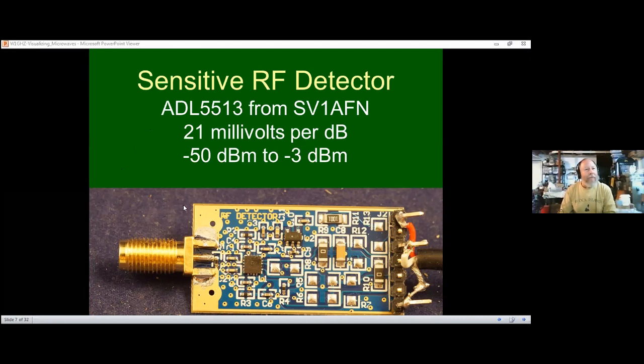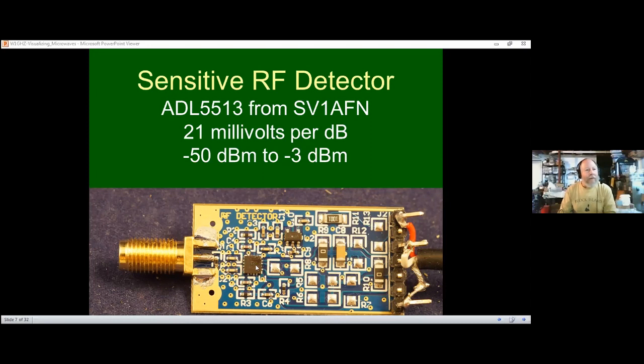And the neat thing about this chip is that the output is 21 millivolts per dB, from minus 50 dBm to minus 3 dBm on my measurements. So it's at least those 50 dB of dynamic range. That's pretty damn good. And if you calibrate it anywhere in that range with something, you've got yourself a fairly accurate power meter from maybe 10 megahertz up to several gigahertz. There's a newer chip, 5517, that goes up to 10 gigs, which I'm playing with now, but we won't use that today.